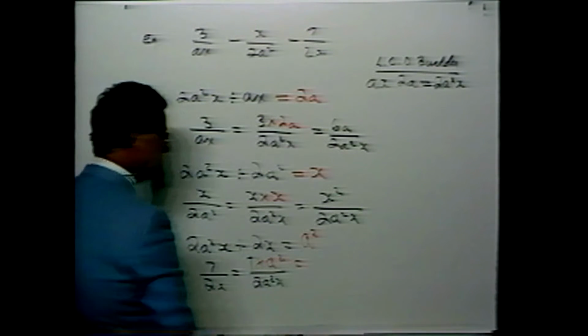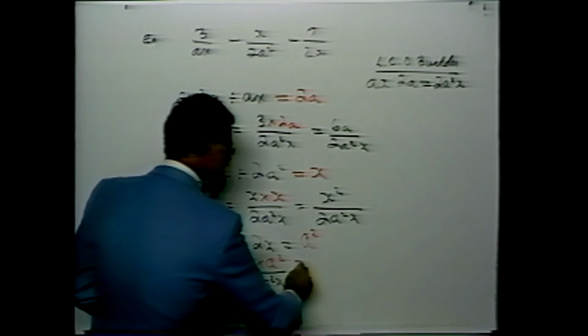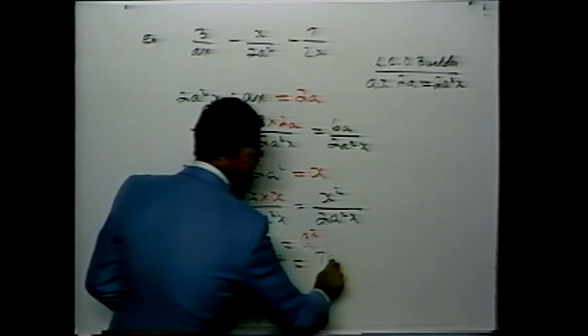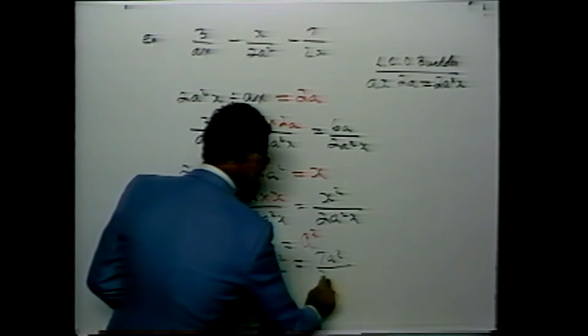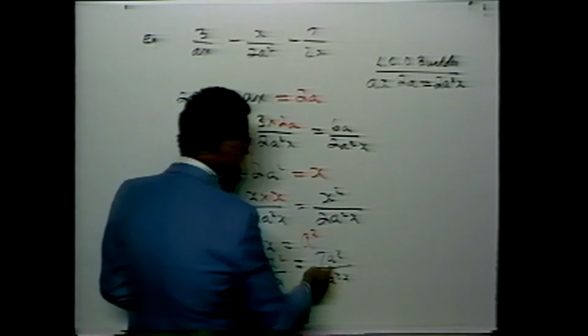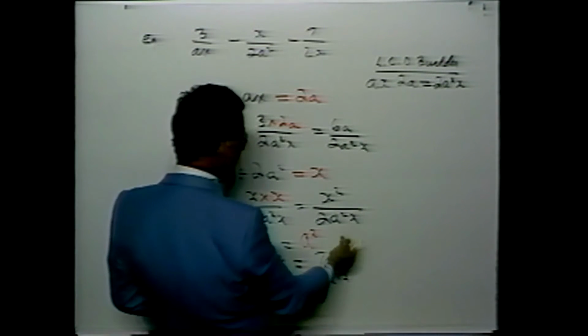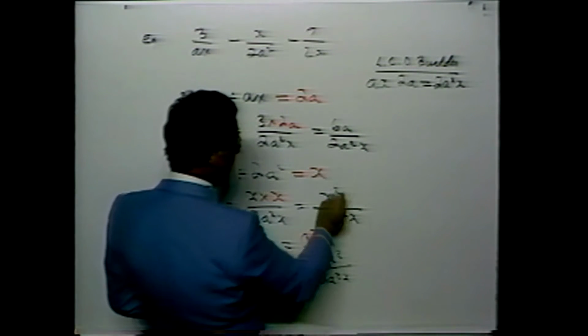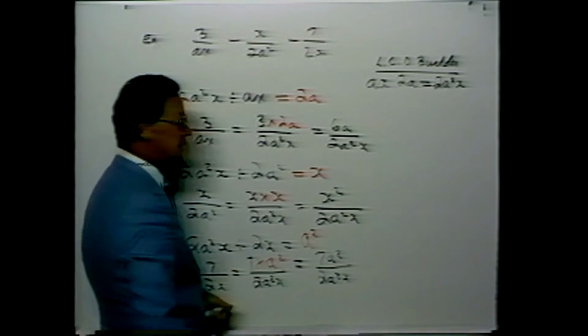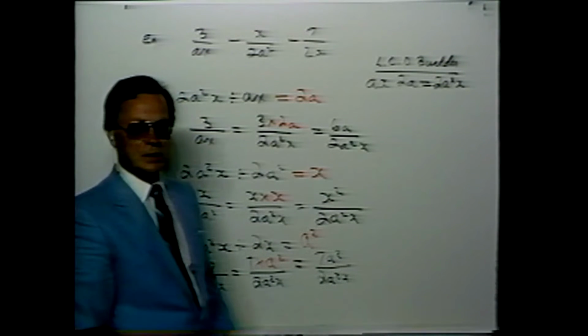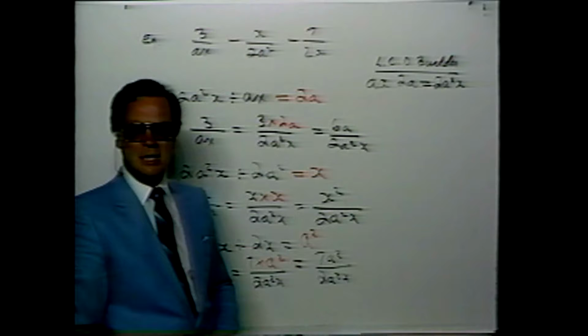That is then equal to 7a squared over 2a squared x. There you have every one of the given fractions changed to their equivalent fraction, but the denominators in each case are the same. We can now continue and add this up.